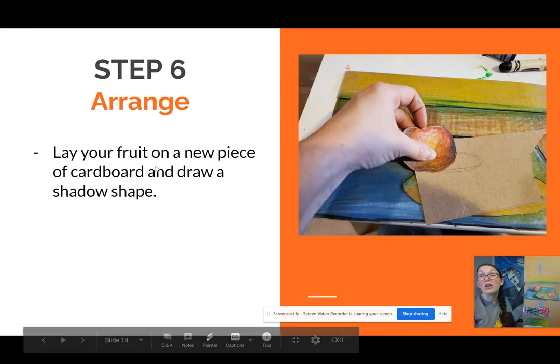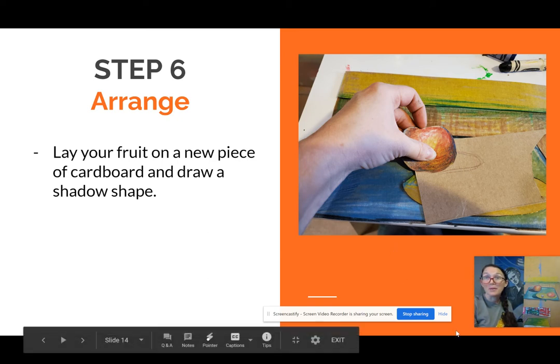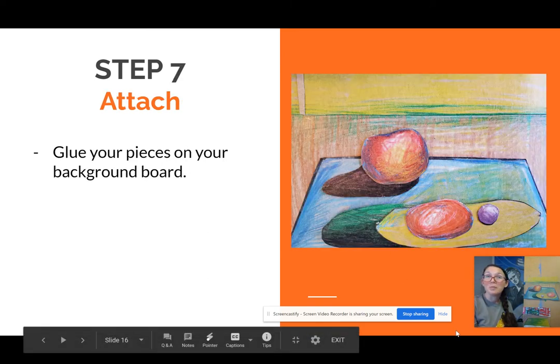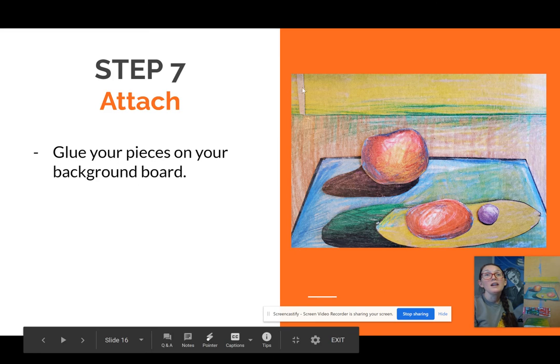I laid my fruit on a new piece of cardboard and I drew a shadow shape. So this is something you can also add if you want to have more depth. And then lay your pieces out. I want you to play with your arrangement and how you add it. You can also see up here, I'm adding more strips of cardboard. So that's going to happen.